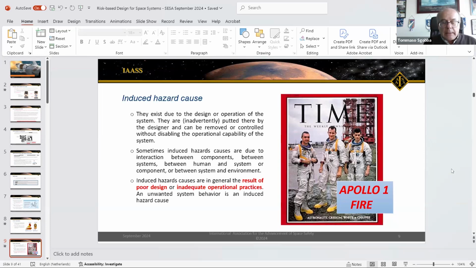At NASA at that time, there was no safety program, there was no safety analysis, there was no risk-based design, and an accident happened. It was after this accident that NASA established the rules and the requirements for performing risk-based design, exactly after this accident.